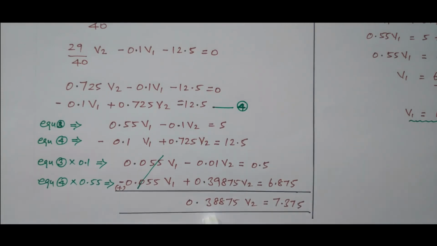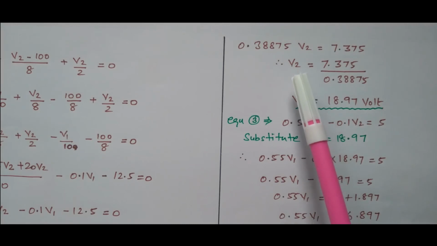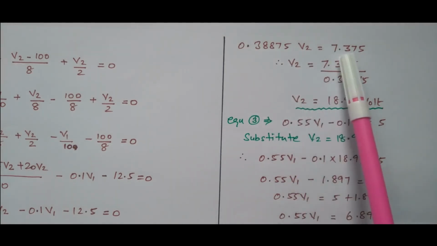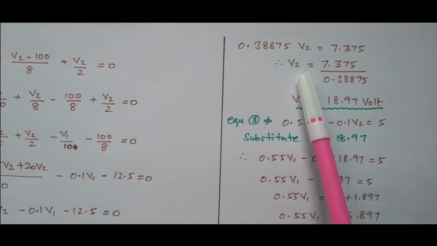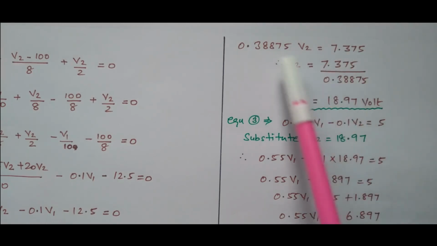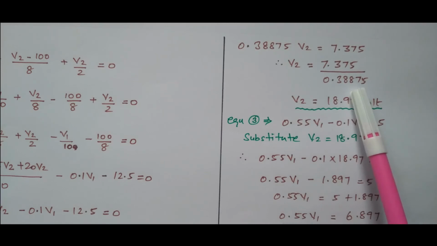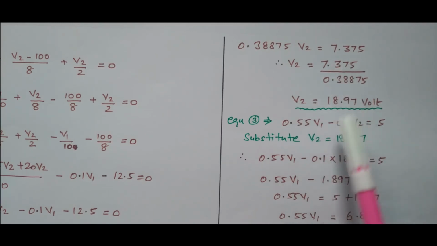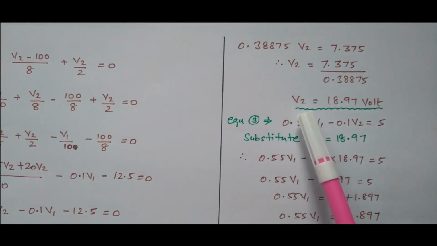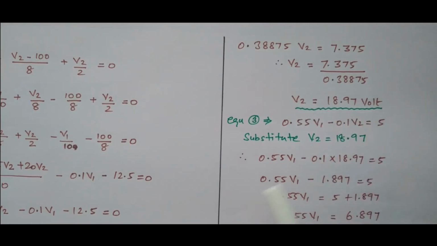So 0.38875 V2 equal to 7.375. Now we'll go for the further simplification. It can be written as V2 equal to 7.375 divided by this term. This term is brought in the denominator. So by simplifying this, what we got? 18.97 volts. The V2, the node voltage at the second node, is 18.97 volts.